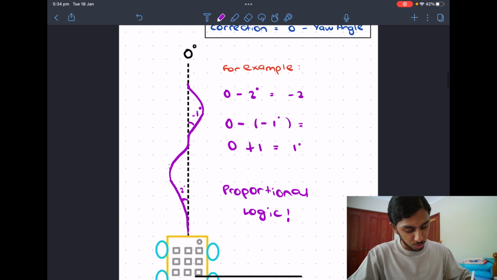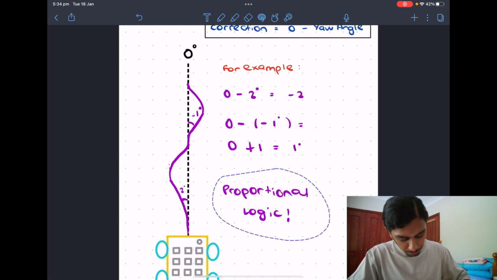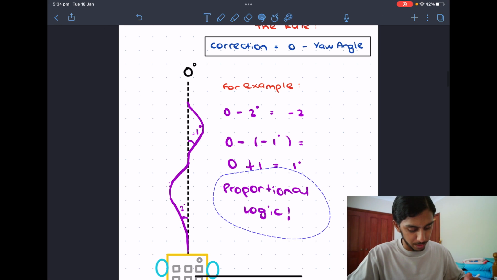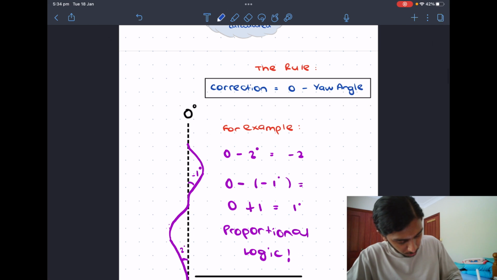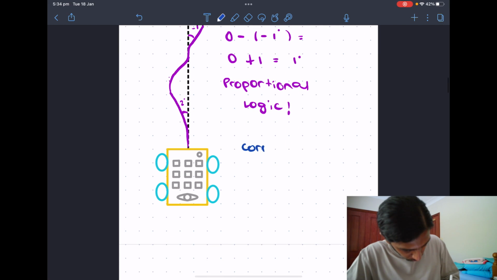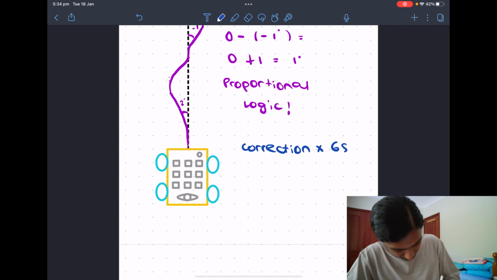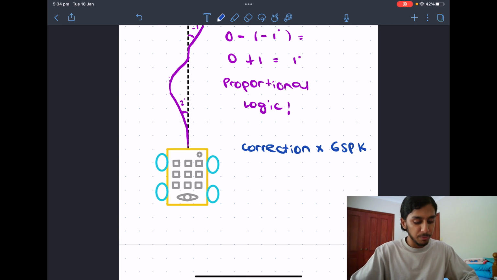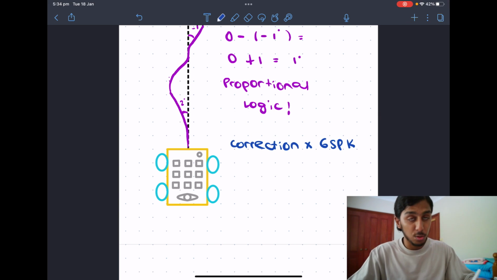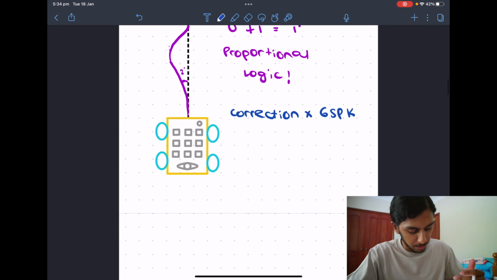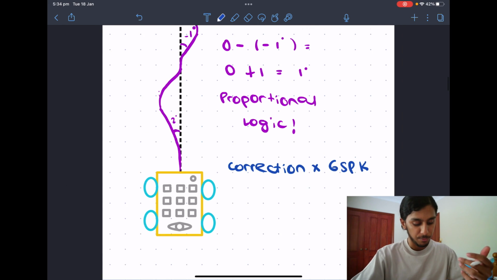Now, there is a small update that we haven't really explained. Basically, what we do is we take the correction value, this correction over here, and we multiply it with something called the GSPK. I'll briefly explain this because it's quite important and it comes up in the program. The GSPK is called the gyro straight proportional constant, but simply it's just a number, right? What this number does is it controls the rate of corrections.